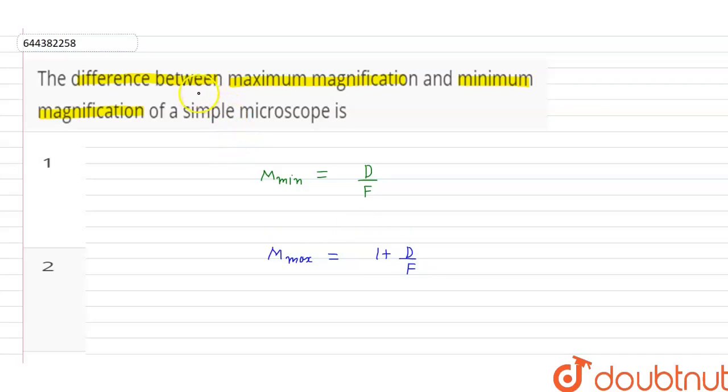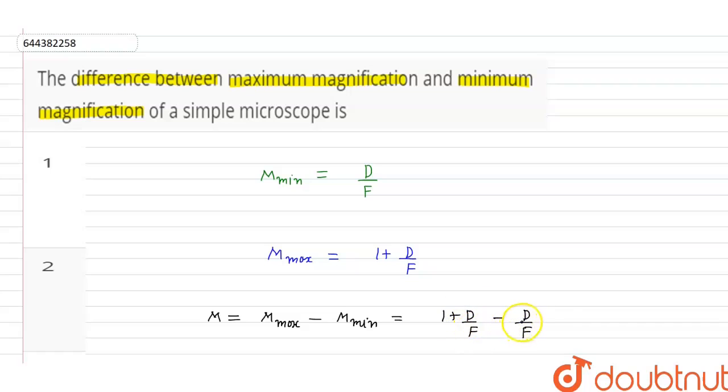and we have to find the difference between maximum magnification and minimum magnification. Taking capital M is equal to maximum magnification minus minimum magnification, which is equal to 1 plus d by f minus d by f.